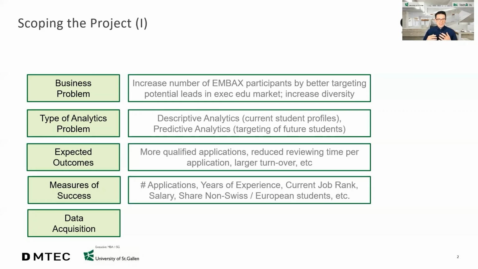So the way to measure success, you need to define this, but it could be the number of applications that you see, the years of experience that you have in the next cohort, the job ranks of the people, the kind of salary that they have. Just the average, is the average increasing? Do you get more top ranked people with higher salaries? Thinking about diversity, you probably want to track what is the share of non-Swiss or non-European students that are enrolled in the program.